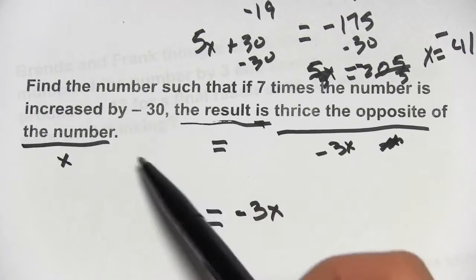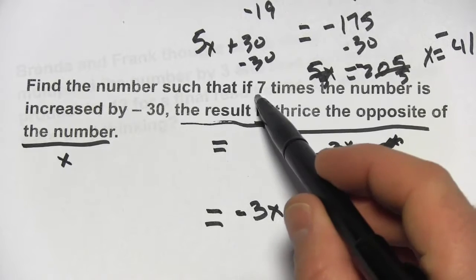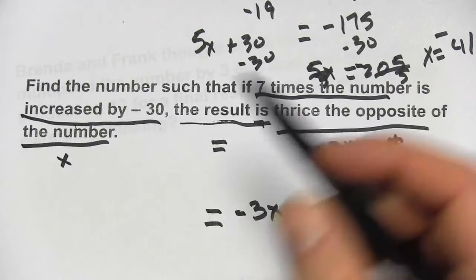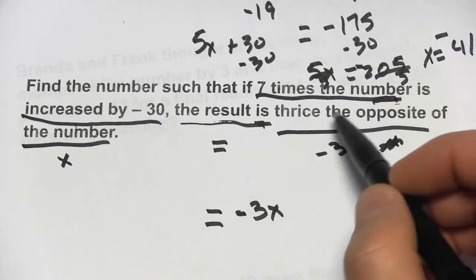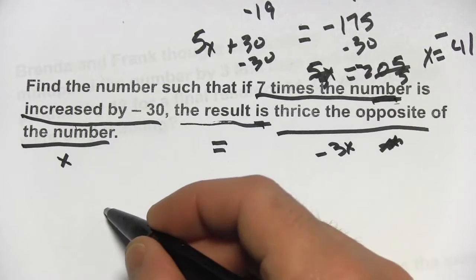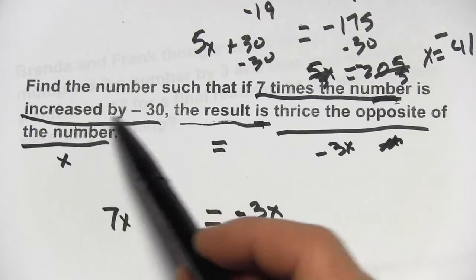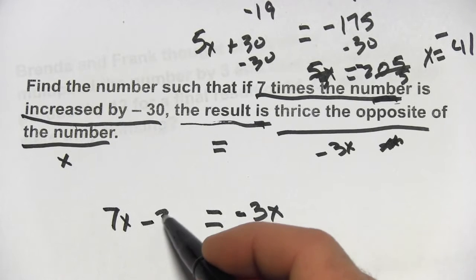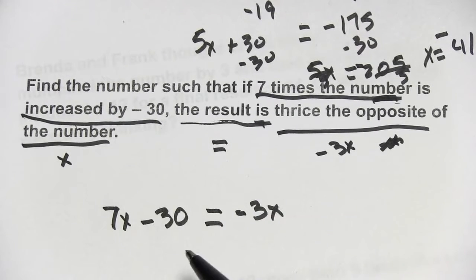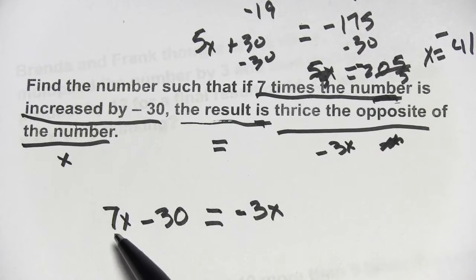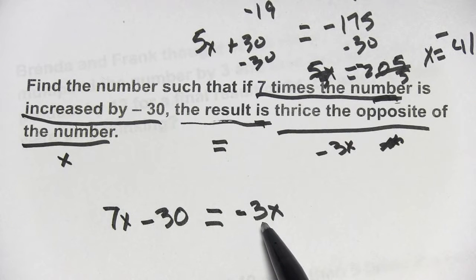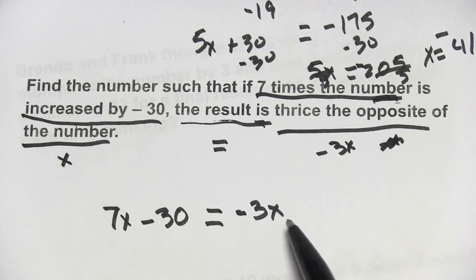Let's look on the left here. It says 7 times the number is increased by negative 30. Well, the number is our variable, so that's x. 7 times the number would be 7x. And then it says is increased by negative 30. So you could say plus a negative 30 or just minus 30. It's kind of weird to use the word increase there, but that's okay. So we have 7x minus 30. That's 7 times the number increased by negative 30. The result is thrice or 3 times the opposite of the number.